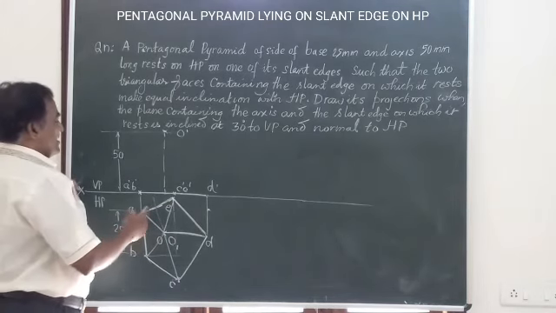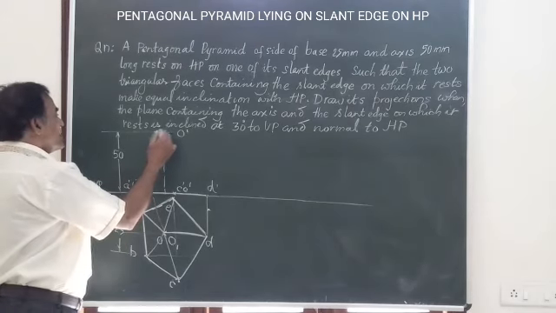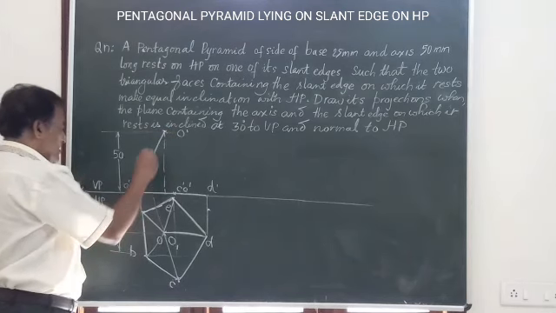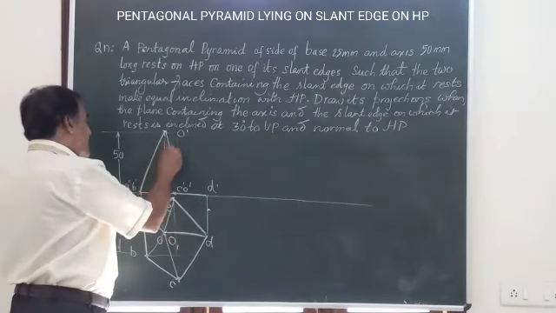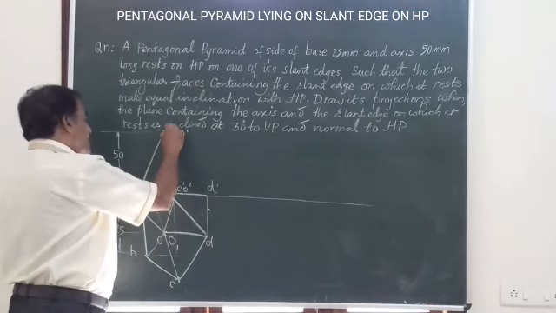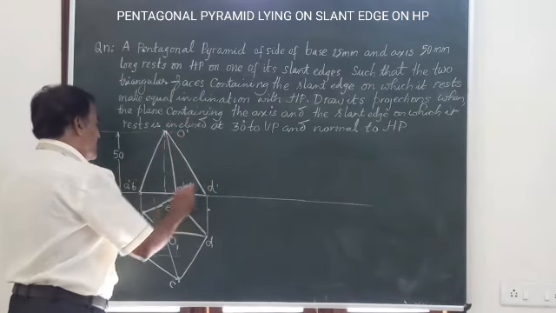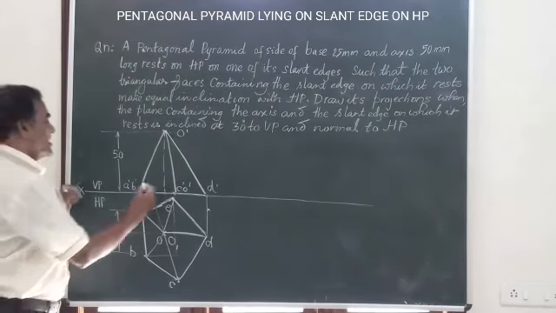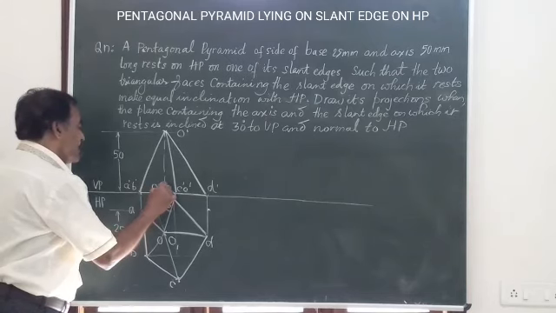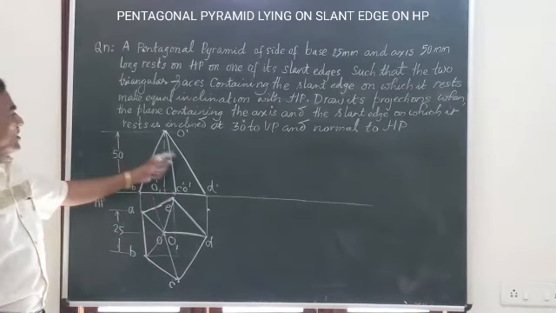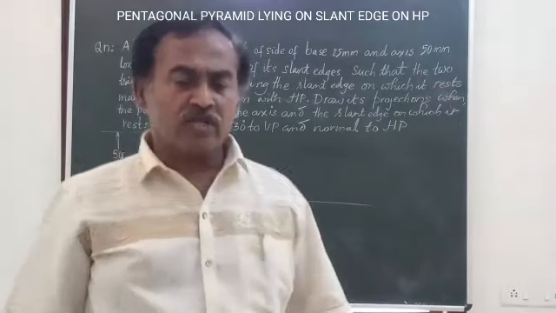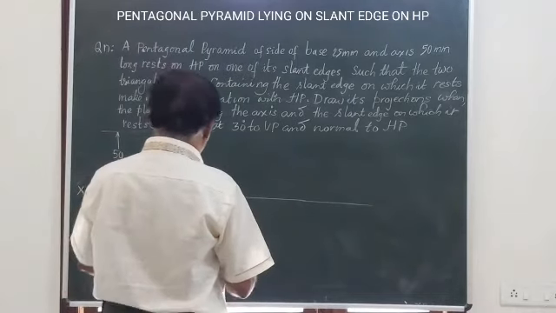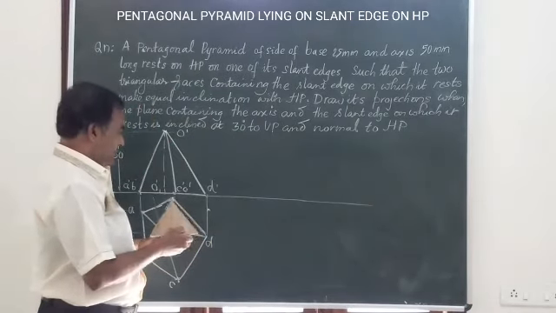And now I am going to join the corners to the vertex. So I am going to have this slant edge OA, OB, so O dash A dash, O dash B dash, O dash C dash, O dash E dash, and the last generator is OD. Now you can see, friends, the object is resting on its base on HP, and O dash D dash represents one of the slant edges of the solid. So this is one of the slant edges.